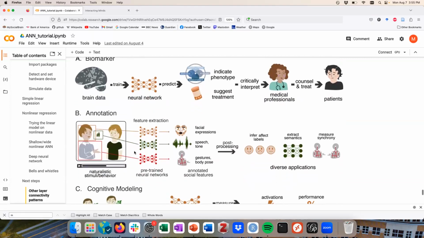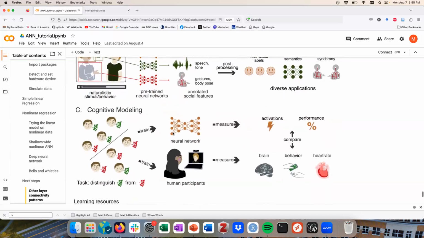Another possible approach here is the annotation approach. If you're working with naturalistic data, I think a lot of people are going to want to do this. You take in something like an audiovisual recording of a social interaction, and you feed it through a bunch of pre-trained neural networks. Even if you don't have to create those yourself, it's useful to know how they work. This gives you a bunch of annotations of things like facial expressions, speech, tone of voice, body pose and gesture. You can do a whole bunch of stuff with that, like measuring synchrony, as we were hearing about earlier today.